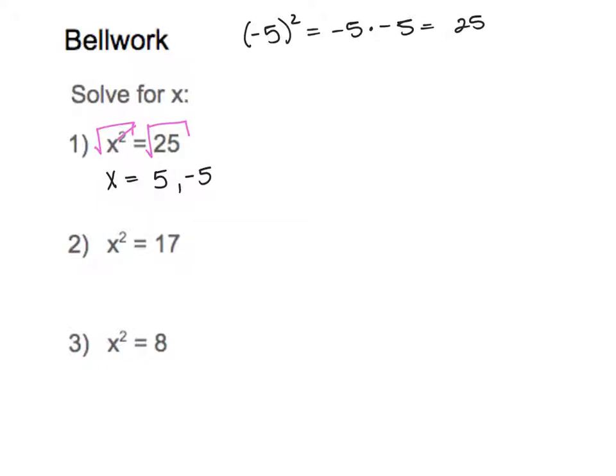So when you take a square root, you get a positive number and you get a negative number. I also want to mention you might get tired of writing negative 5 and positive 5, so you can write this shorthand: x equals positive and negative 5. This is the shorthand way of saying the same thing. That's a positive sign, that's a negative sign, so you can say positive and negative 5.